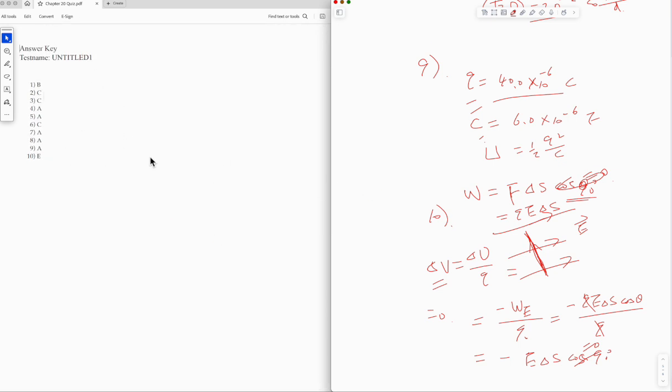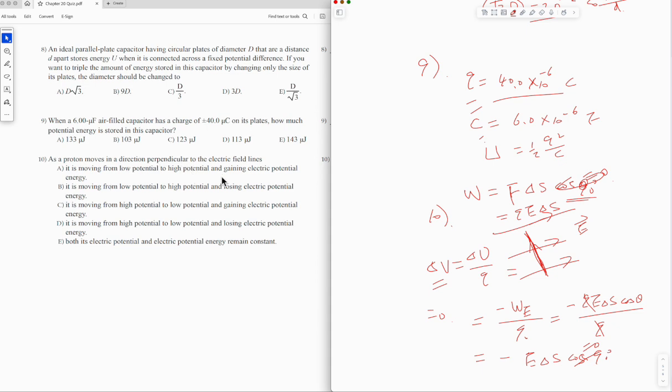The last one is kind of tricky. Perpendicular is the main keyword. All right, so that's all for the chapter 20 quiz.